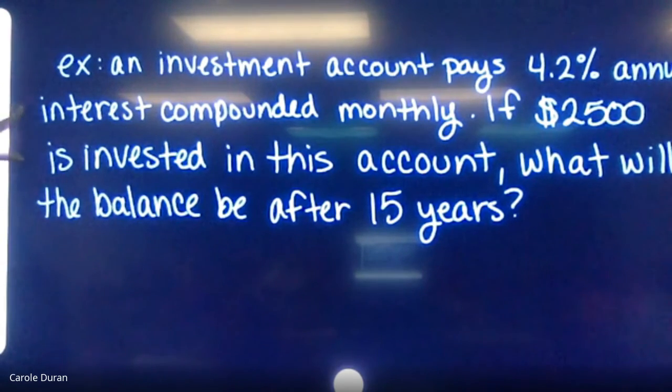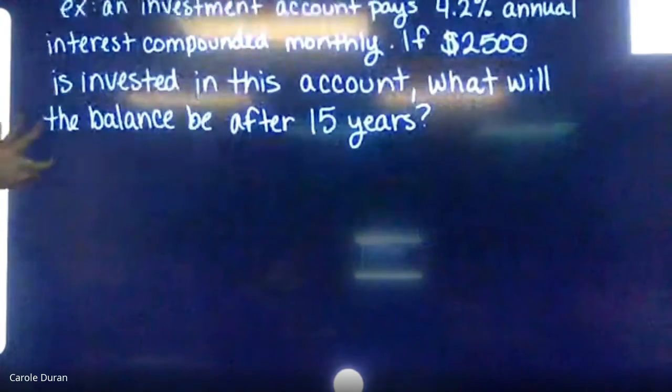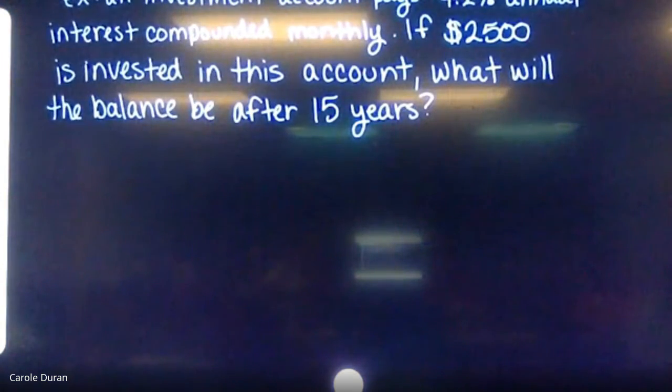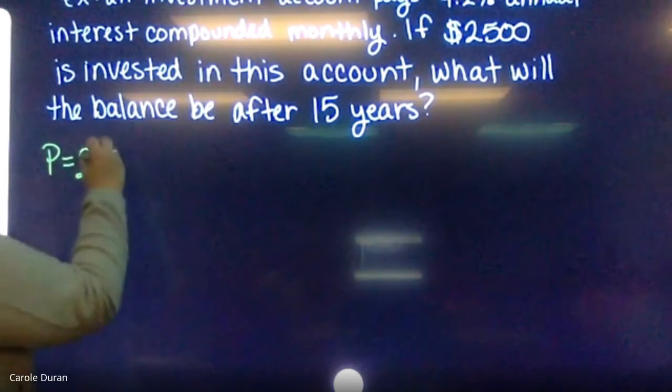Okay, it sounds like most of you have this written, so let's go ahead and pull out the important information. This is all the variables that we're going to plug into our formula. So the first one is my principal or starting amount. How much money am I investing in this account initially? $2,500.